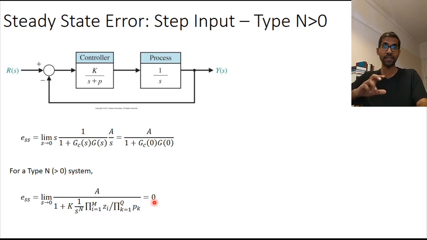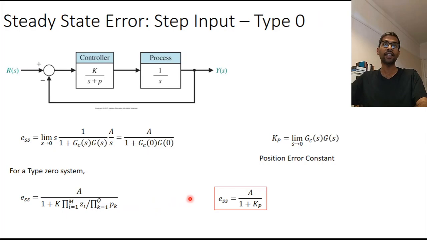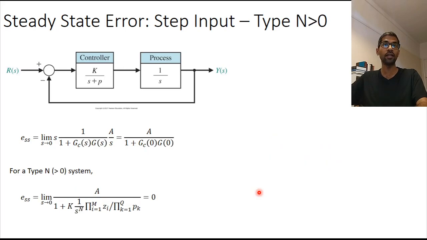So for a step input, if the system is type 0, you have a steady state error, and the steady state error is given by this equation. If you have a system that is bigger than type 0, that is, it's type 1, type 2, type 3, and so on, the steady state error is always going to be 0.